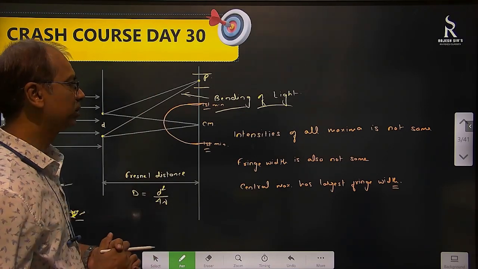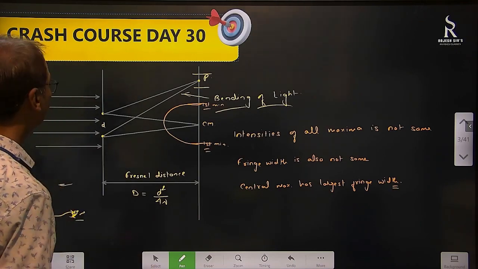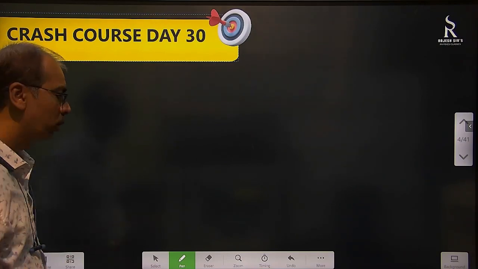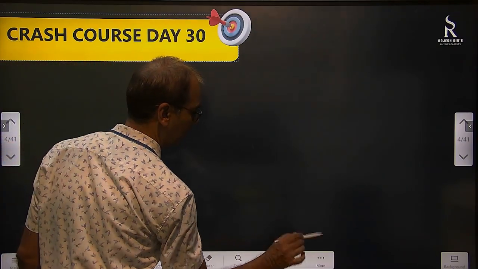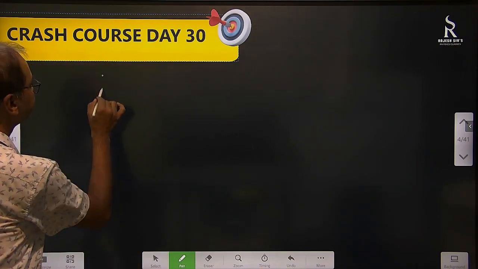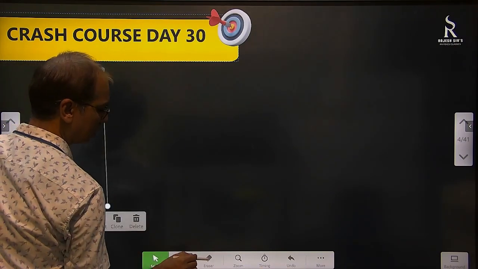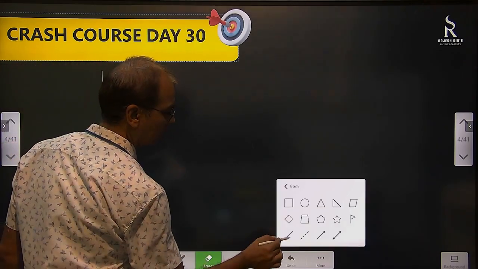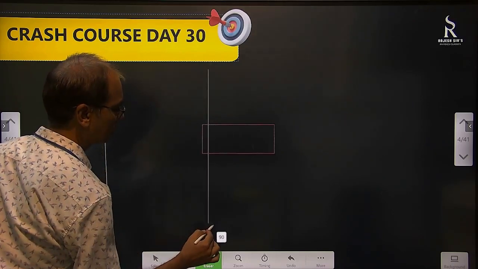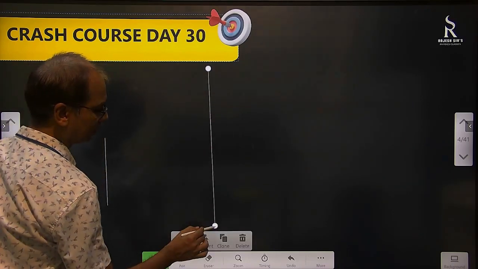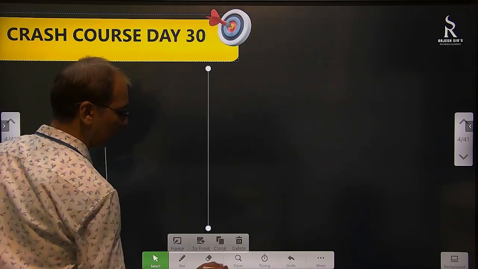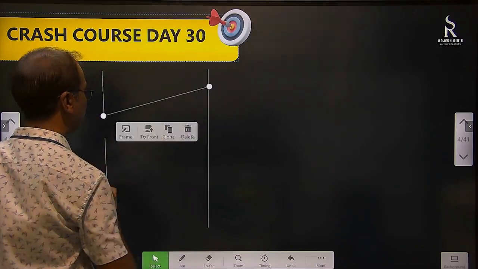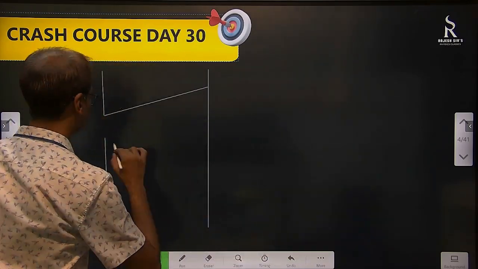So position of first minima. The position of first minima, when we are going to find, there is a criteria which is given to us by Fraunhofer. What is the criteria he gave? That we will see now, and we will calculate its position. Okay. So here it is. Let's make one slit. It's here, and a screen which is here. And what we are looking for? First minima first. Okay. So we are looking for first minima. Let's say first minima is here. Okay. This is the position of first minima.